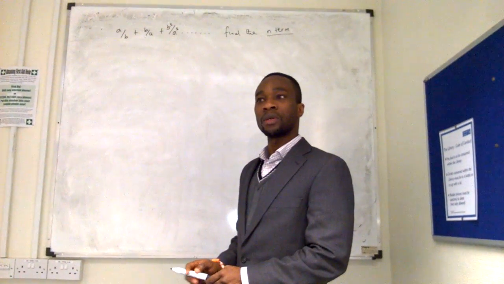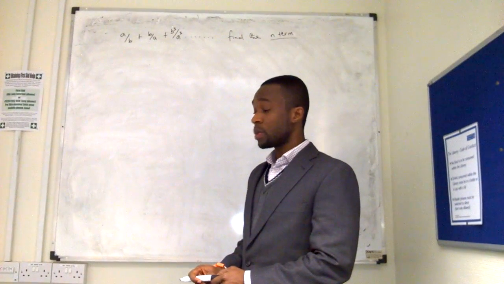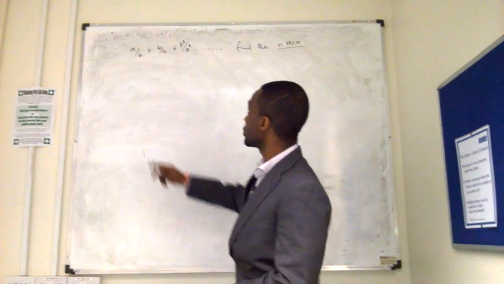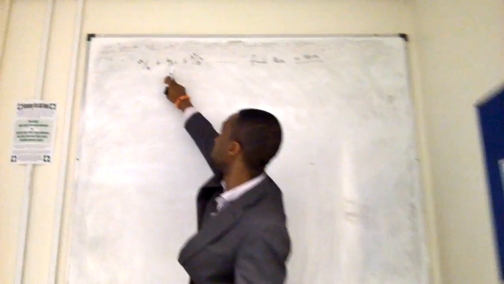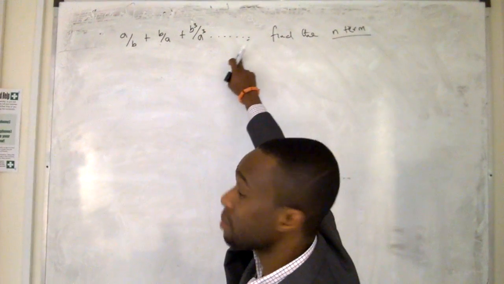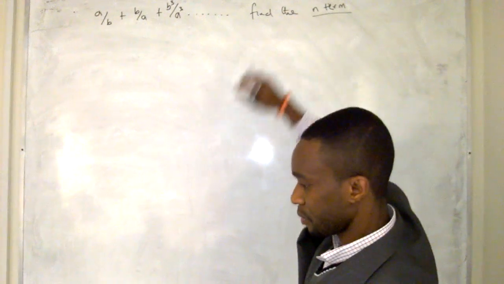Today we're going to be doing mathematics methods, and the topic we'll be looking at is geometric progression. There is a question right here: A over B plus B over A plus B cubed over A cubed, and so on. And we are asked to find the n term.